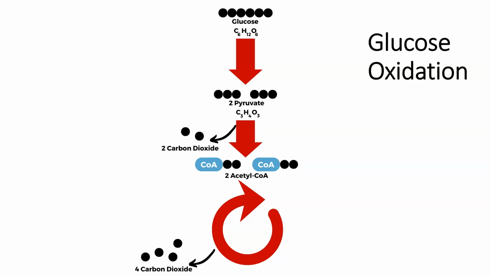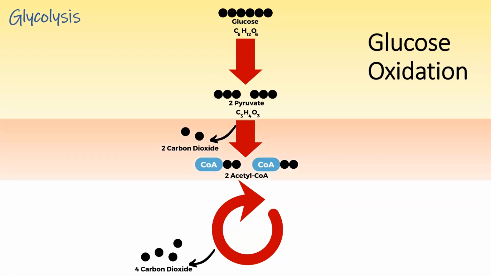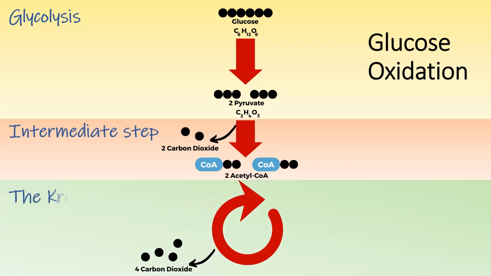In aerobic respiration, there are 3 stages of glucose oxidation: glycolysis, the intermediate step, and the Krebs cycle. So you should know those 3 stages of glucose oxidation.